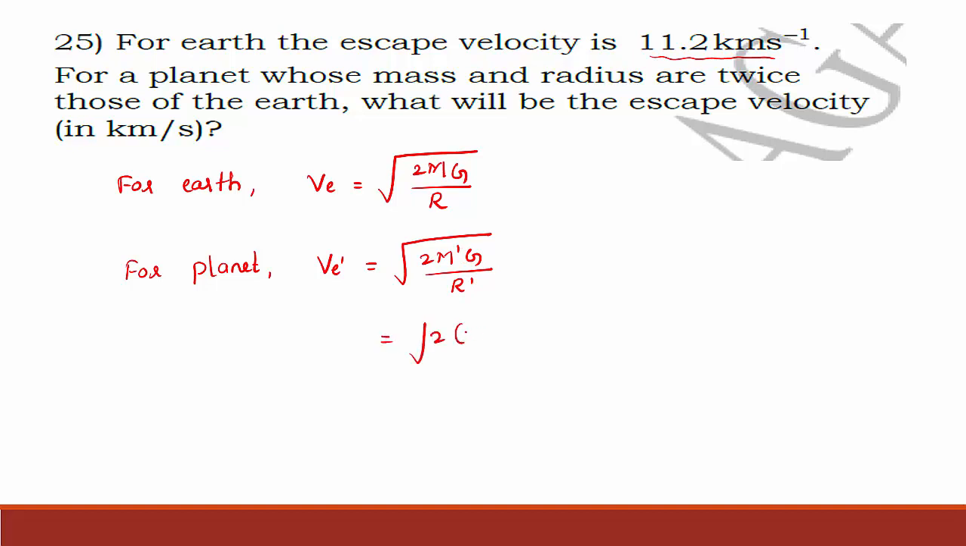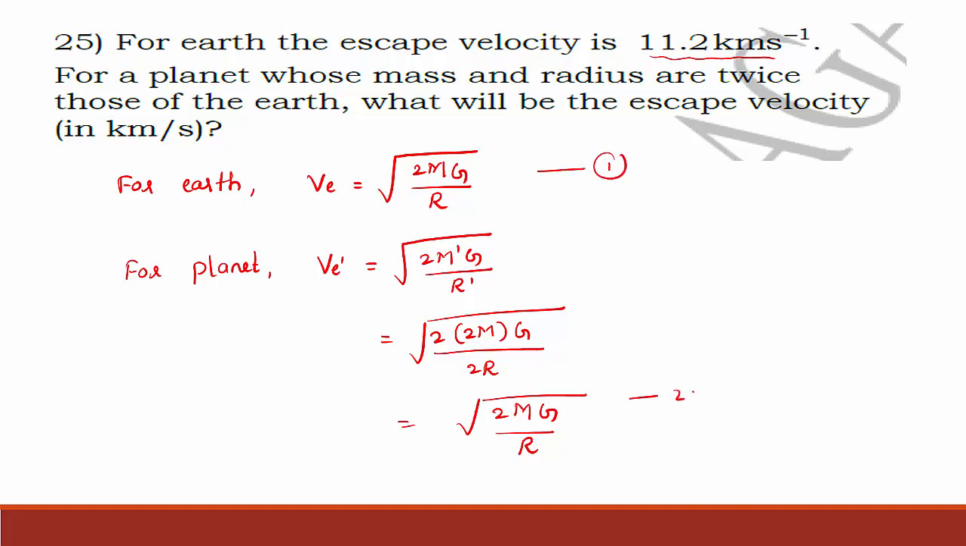Here m dash is equal to 2 times that of Earth, and the radius is 2 times that of Earth, 2r. So we get the value root of 2mg divided by r again. So this is for Earth and this is for the planet. Both are the same here, 2mg divided by r. This is the escape velocity for Earth as well as for the planet.